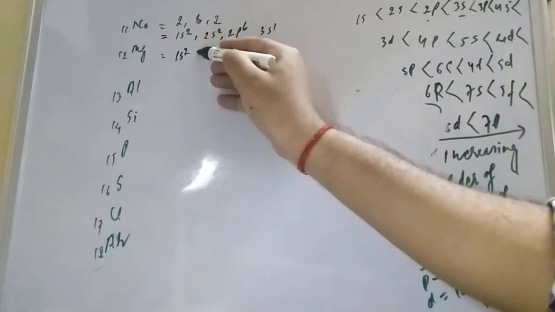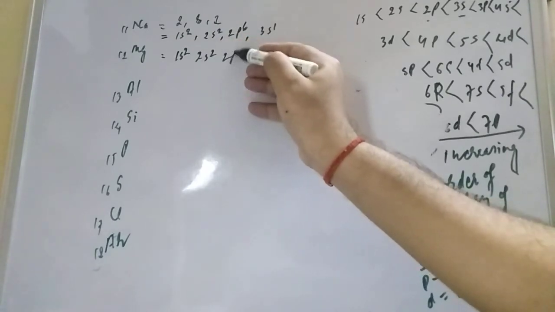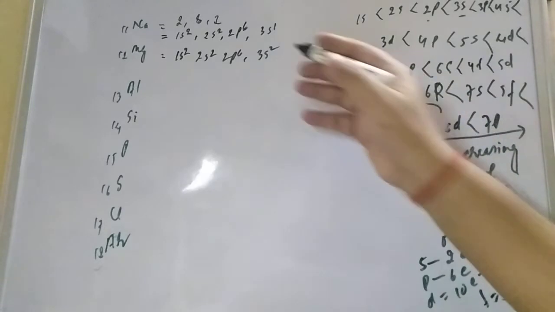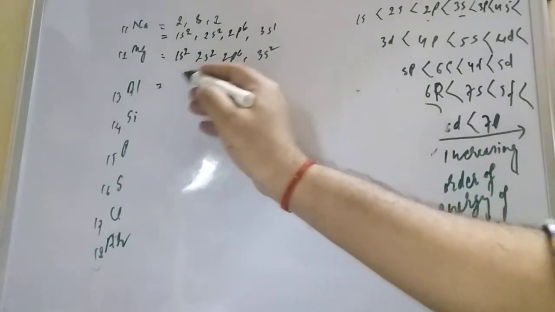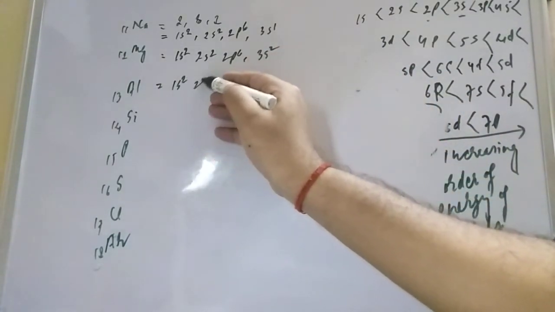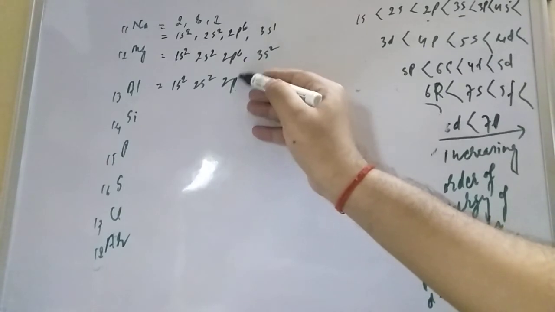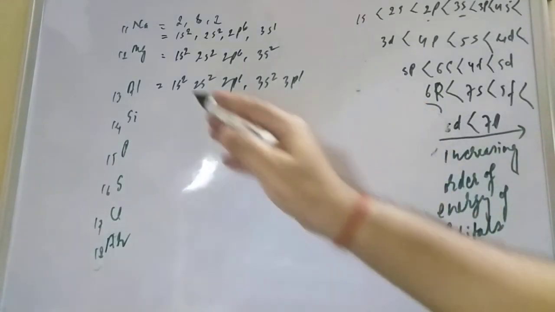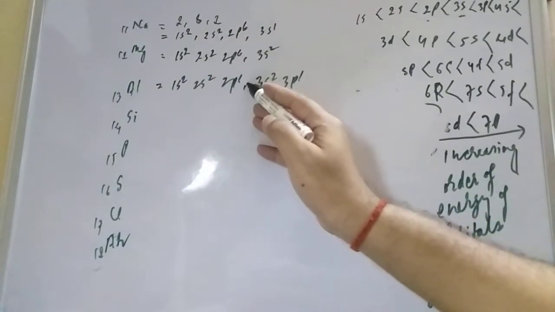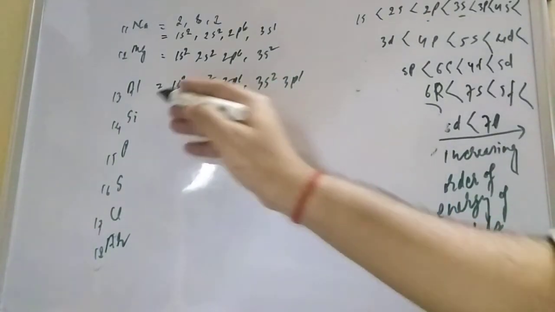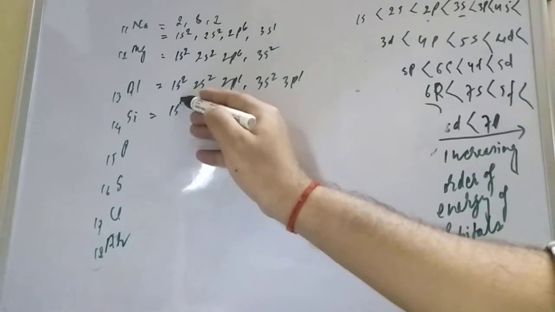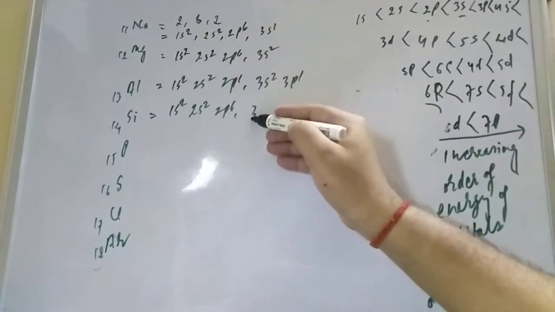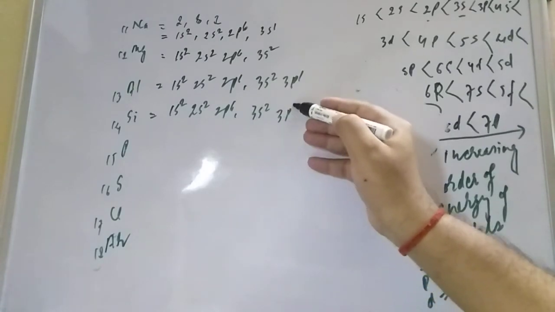So 1s2, 2s2, 2p6, then 3s2. Now 3s2 is filled, student. Now after s2 which one will come? That is p will come. So 1s2, then 2s2, then 2p6, then 3s2 and 3p1. You add it up, student, 2, 2, 4, 6, 10, 12, 1, 13. Now if you are coming to silicon, 1s2, then it is 2s2, then 2p6, then 3s2, student, and 3p2.